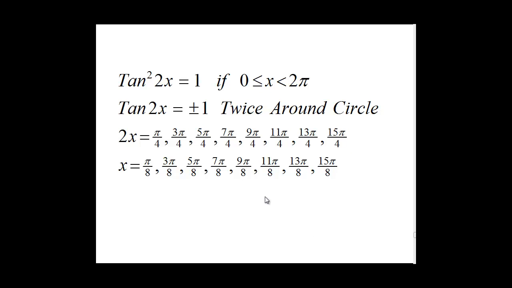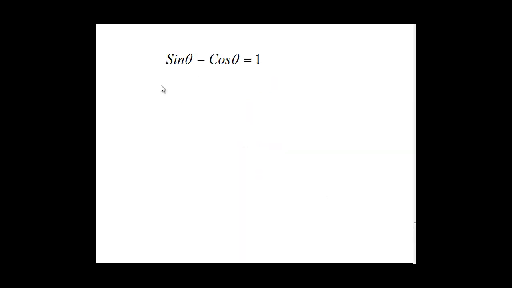So the big trick on these is anytime there's a multiple angle, that tells you how many times around the circle you have to go to get your initial answers. Then you divide to get your final answers. All right, the last problem is kind of a trick. Sine minus cosine is equal to 1.